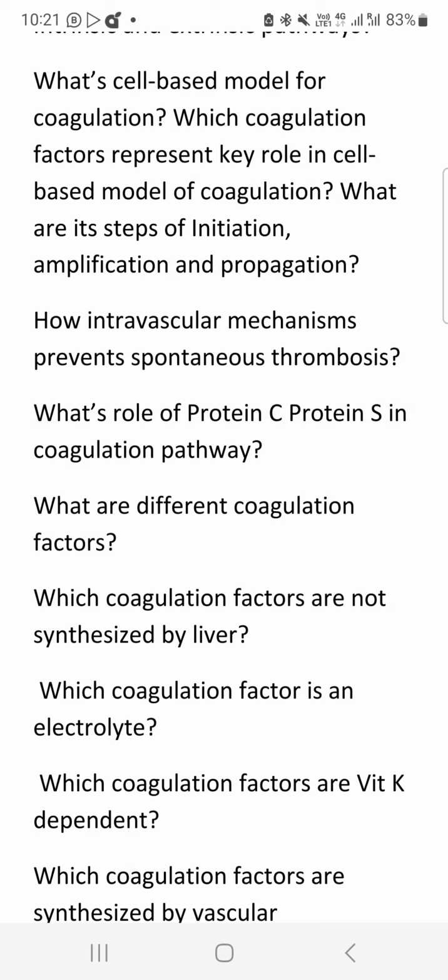What is the role of tranexamic acid? When will you give cryoprecipitate? When will you give FFPs? When will you give prothrombin complex concentrate? These are the things which you should be knowing.